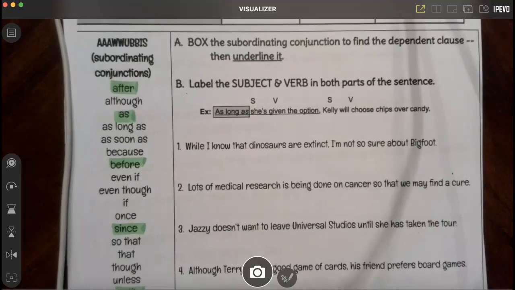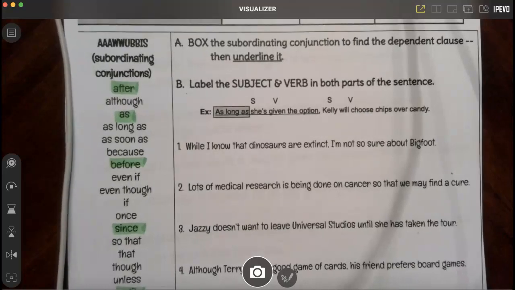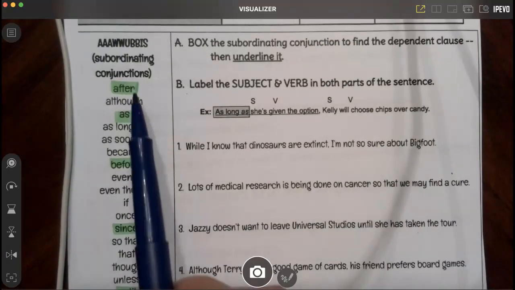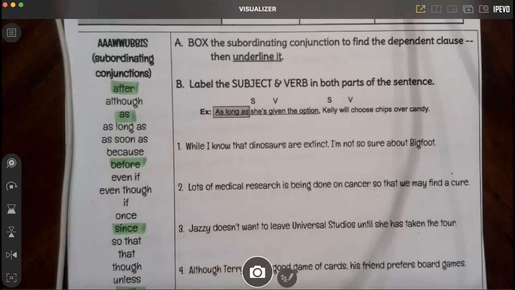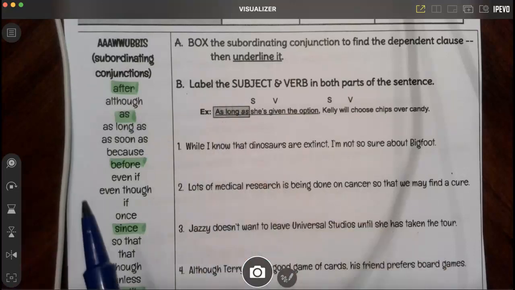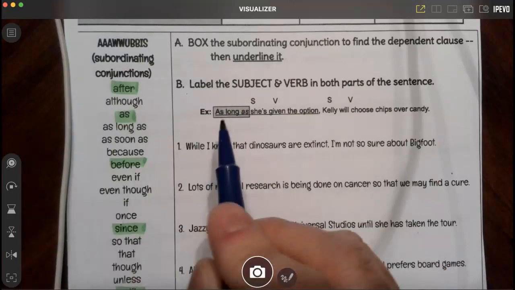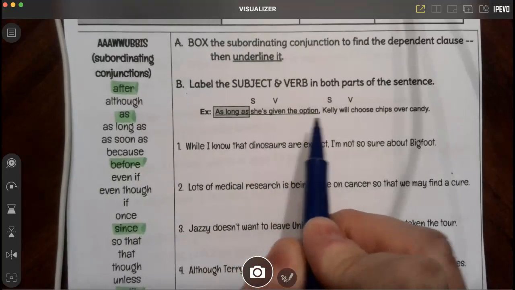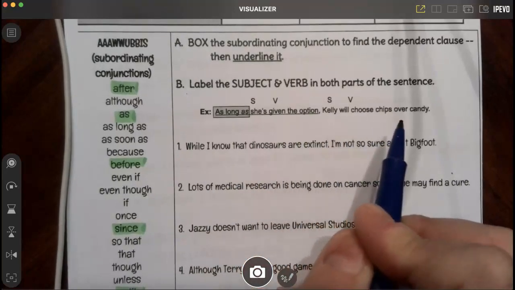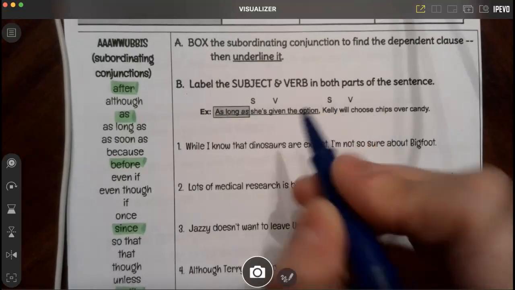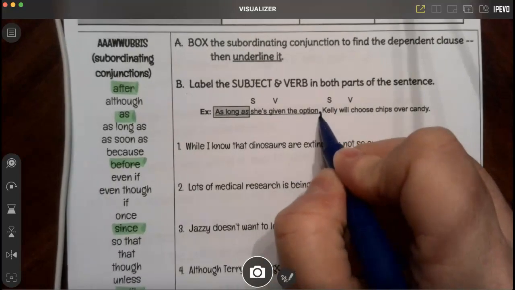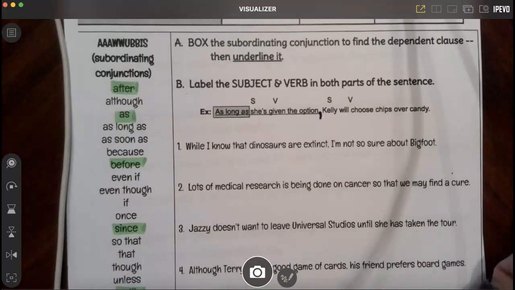The other thing I'm going to suggest is that you get rid of phrases first, because that's going to help you eliminate some of these confusing conjunctions that also work as prepositions. So if you look at our example sentence, and I want you to trace it along with me just so you can see what I'm doing, it says, as long as she's given the option, Kelly will choose chips over candy. Now, one hint to us here is that there's a comma, and that tells me that I might have my dependent clause at the beginning.